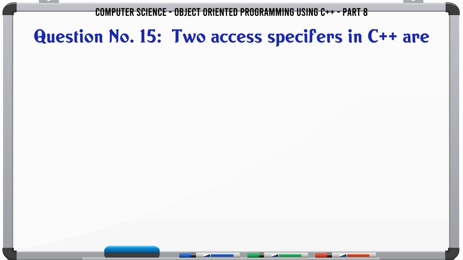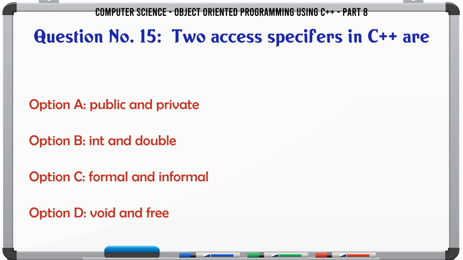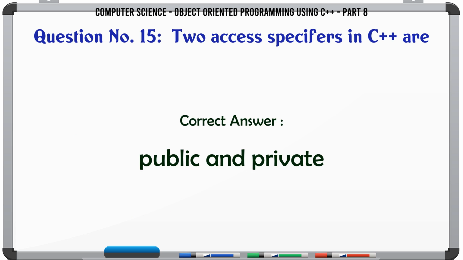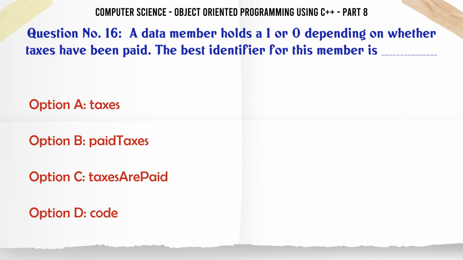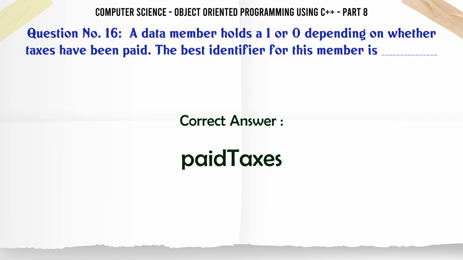The access specifiers in C++ are A. public and private. B. int and double. C. formal and informal. D. void and free. The correct answer is public and private. A data member holds a 1 or 0 depending on whether taxes have been paid. The best identifier for this member is A. taxes. B. paid taxes. C. taxes repaid. D. code. The correct answer is paid taxes.